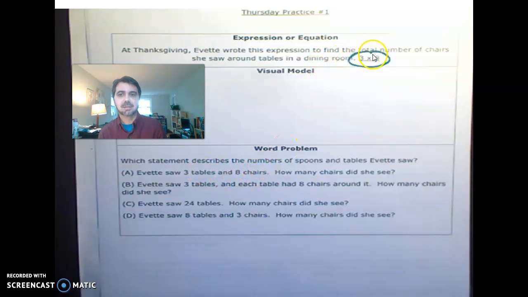That wouldn't be multiplication, right? It would just be 8 chairs. There wouldn't be multiplication. That doesn't make any sense, right? That wouldn't represent 3 times 8.